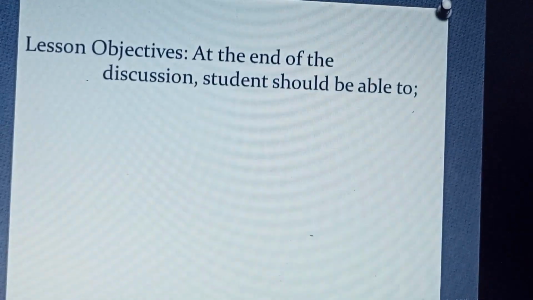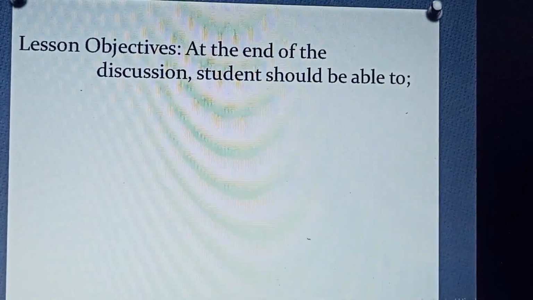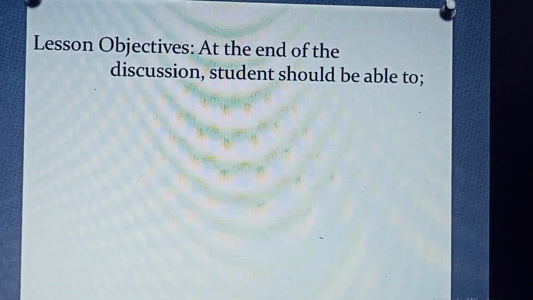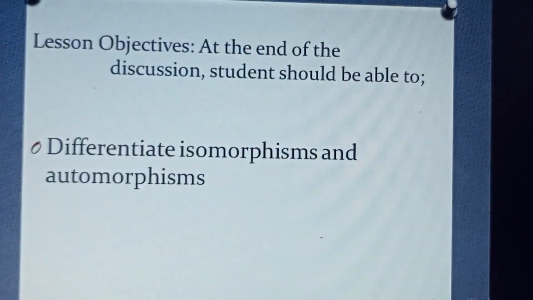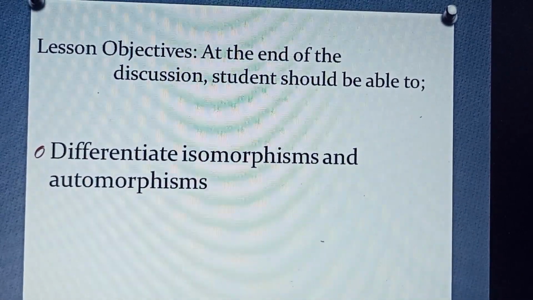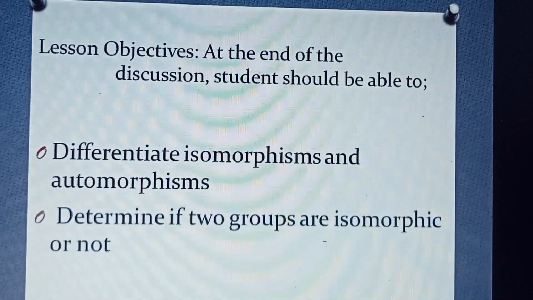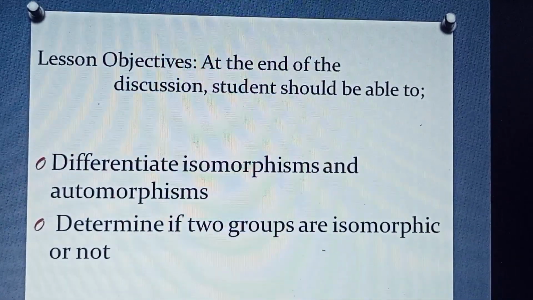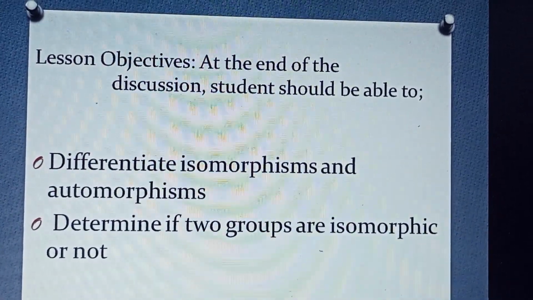Our lesson objectives: at the end of the discussion, students should be able to, first, differentiate isomorphism and automorphism; second, determine if two groups are isomorphic or not.